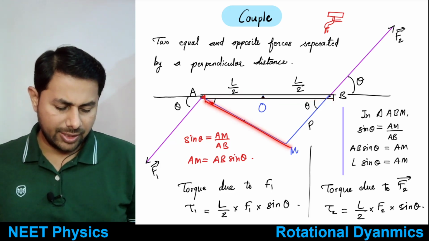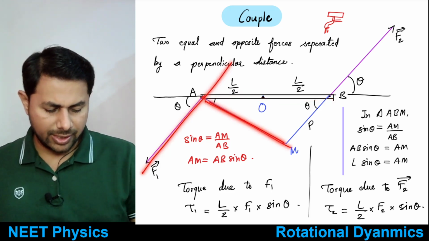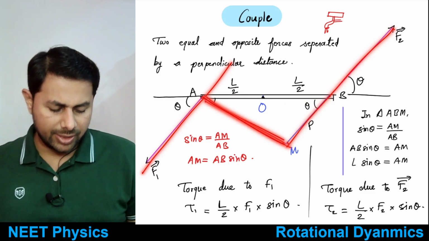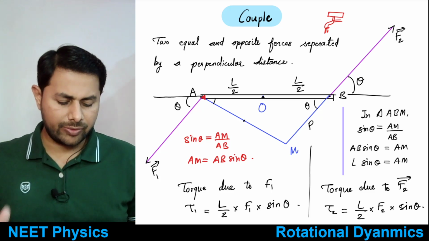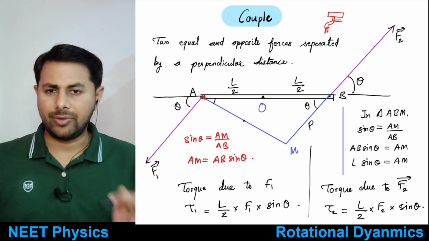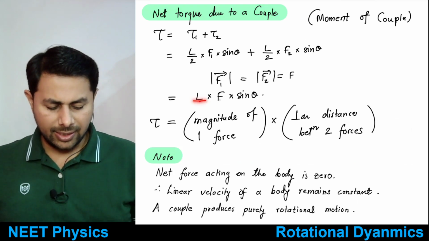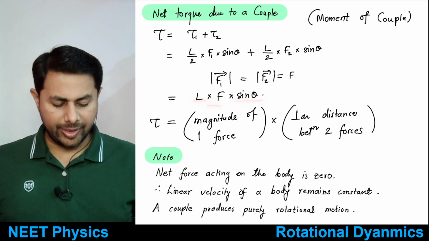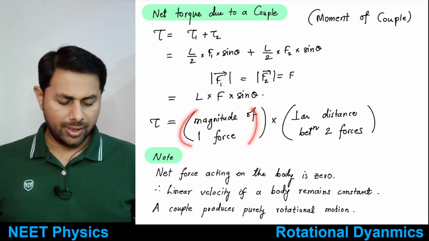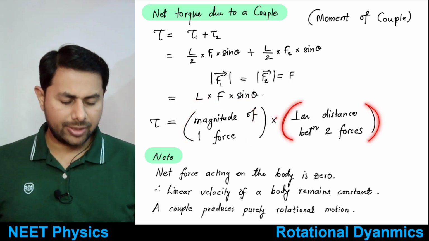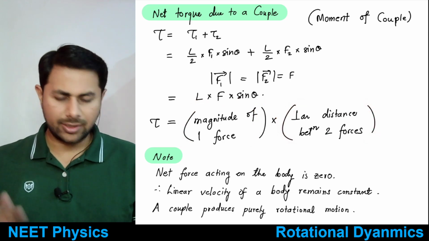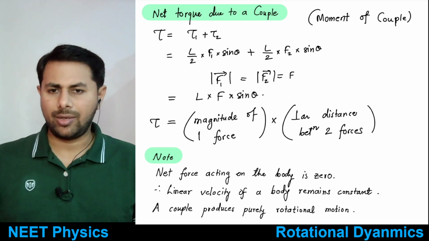And what is this thing? If you see this force and this force, the perpendicular distance between these two forces is equal to AM, that is equal to L sine theta, right? So our formula is L sine theta multiplied by F, the magnitude of one of the forces multiplied by the perpendicular distance between the two forces, that is the net torque due to a couple.